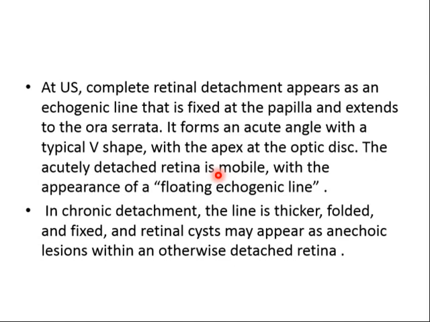On the ultrasound, as I said, the retinal detachment appears as an echogenic line that is fixed at the papilla and extends to the ora serrata. It forms an acute angle with the typical V shape, also called funnel shape, with the apex at the optic disc. The acutely detached retina is mobile, with the appearance of a floating echogenic line. In chronic detachment, the line is thicker, folded and fixed, and a retinal cyst may appear.